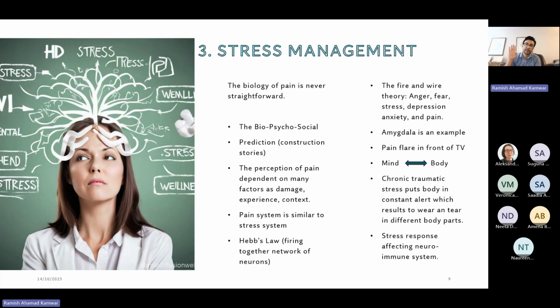Now we are going to the third part of our 7-step pain-free mindset, and this would be stress management.